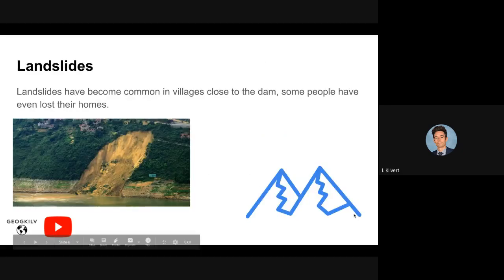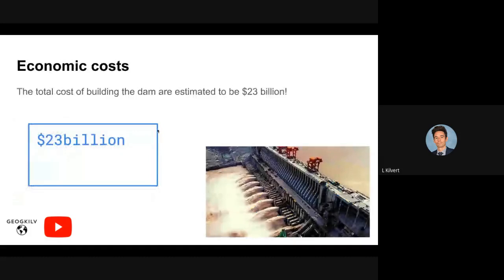Then we've got these symbols here where you can see these mountain sides with the slides going down them. That represents the landslides and the landslips of people losing their homes. And finally, this is meant to be a money note, and it says here 23 billion, which is showing us the economic cost.